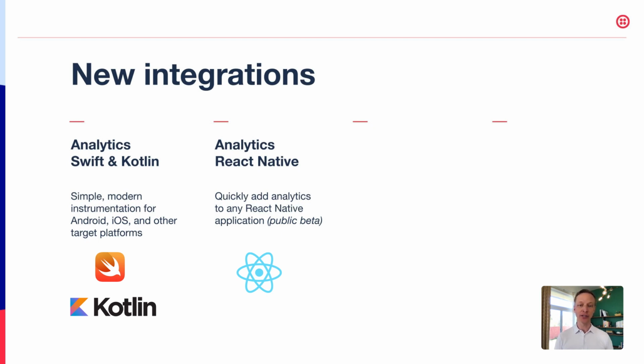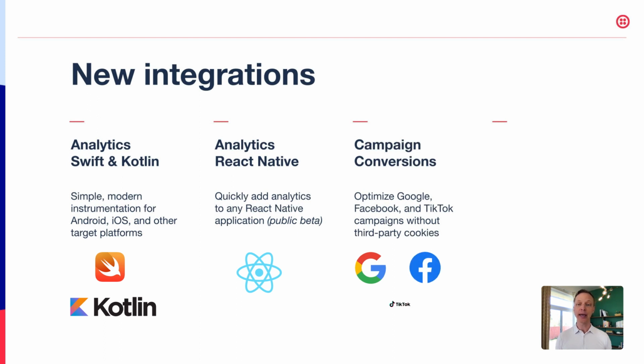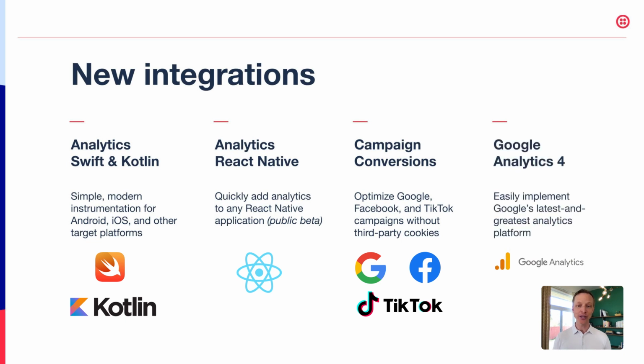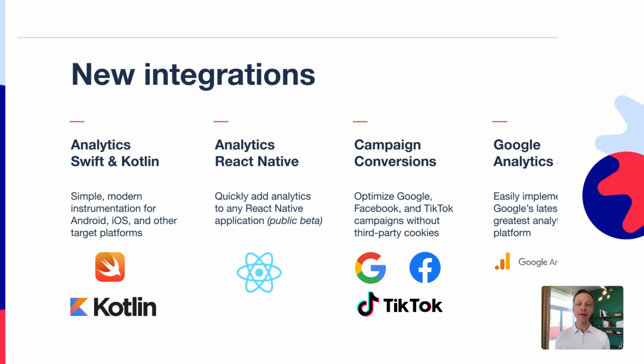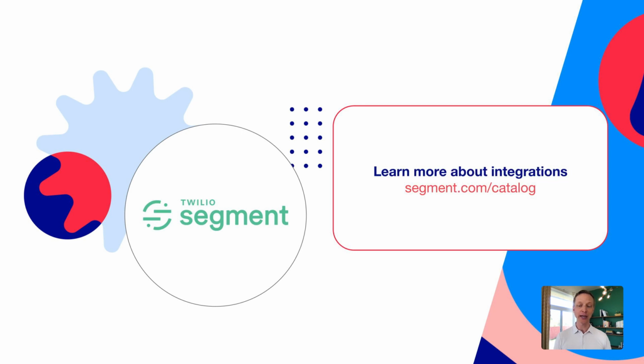Our campaign conversion integrations for the Google, Facebook, and TikTok ad platforms will allow marketers to continue managing impactful campaigns even in a world where the third-party tracking cookie is headed for extinction. And our Google Analytics 4 destination lets customers use the power of the newest version of Google's core analysis platform to make sense of their web and mobile data. You can find the details about each of these new integrations and all of the more than 400 sources and destinations that Segment supports at segment.com/catalog.